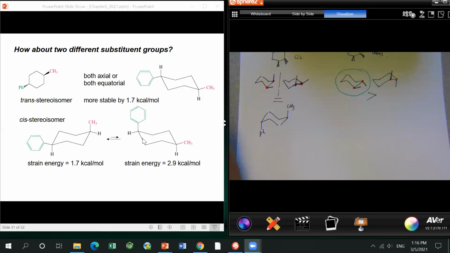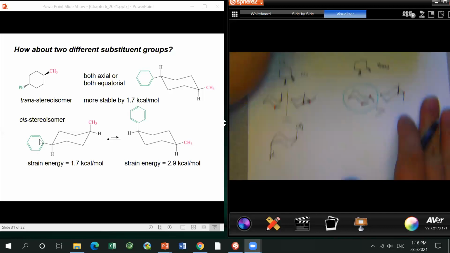So which one is more stable? The last one is the most stable, because this one can put the more bulky group at the equatorial position. You can see that by comparing the strain energy: the last one is 1.7, the other one is 2.9. The last one is more stable because you can put the more bulky group at the equatorial position.